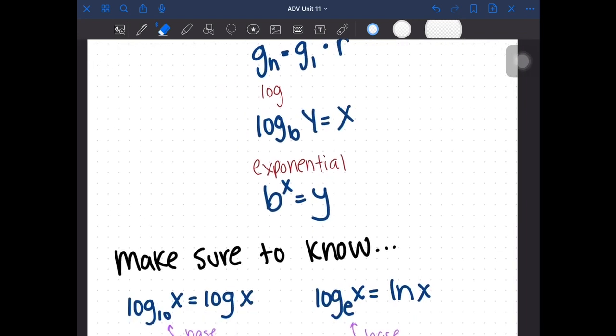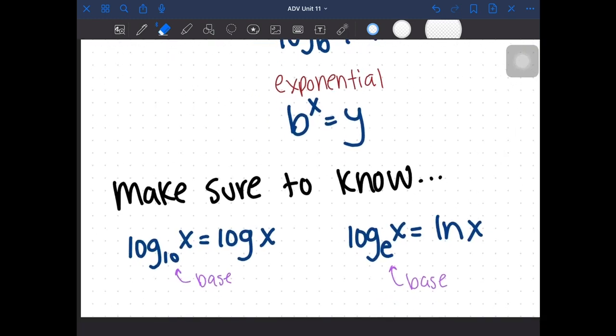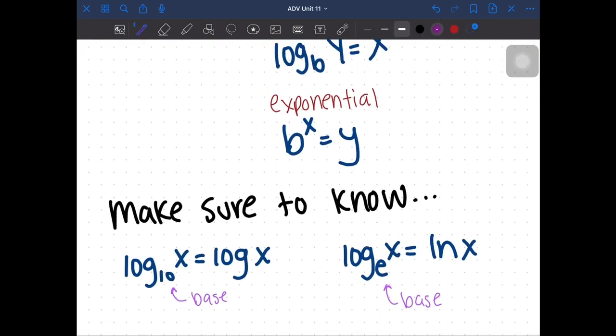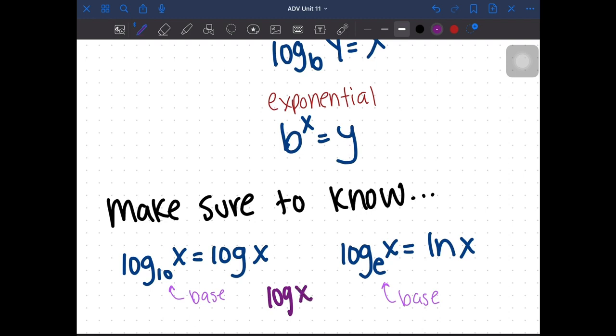The other thing, too, is please make sure to know these two. If you see a question that just says log of x is equal to 10, you need to assume that the base is 10, okay? This is our common log, base 10. This is not solving for anything right here. I am just telling you that log base 10 of x is the same thing as log x.